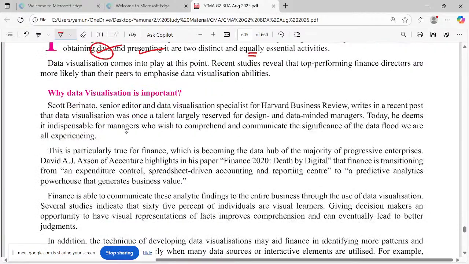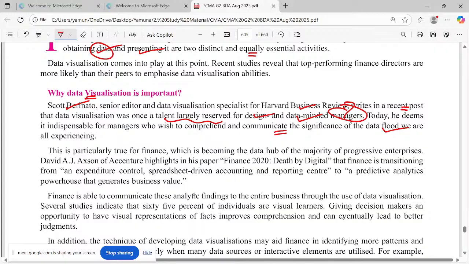Why do we have this data visualization, or why is it important? We have this person, Scott Berinato, a specialist from Harvard Business Review. He wrote in a recent post saying that it is a talent largely reserved for design and data minded managers. So when you talk about managers, we need to know how they are completely utilizing the data, and how they are communicating the significance of the data flood. What do you mean by data flood? We have a large amount of data arriving from all different sources.